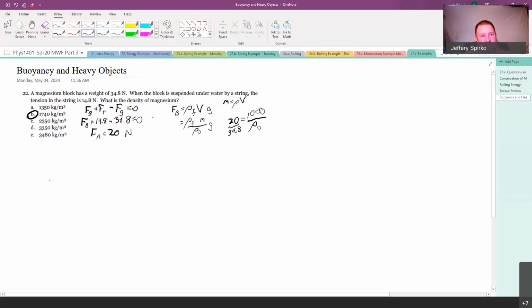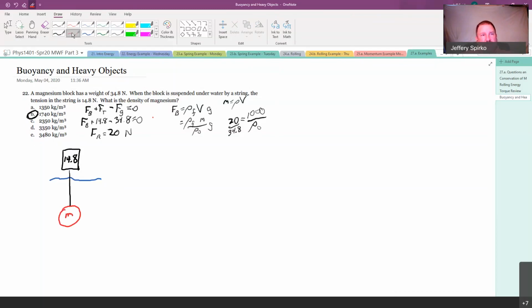So we basically have the surface of the water, and we have our digital force sensor and string, and then we have our mass there, and this digital force sensor is telling us 14.8, and we're asked to find the density of magnesium.